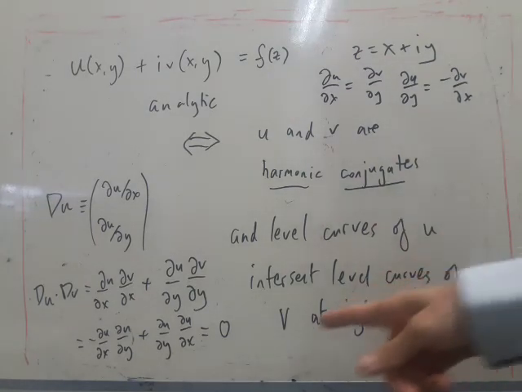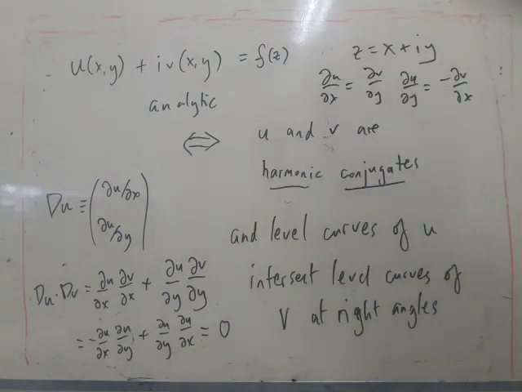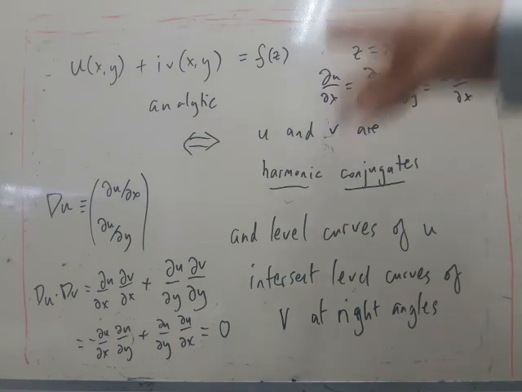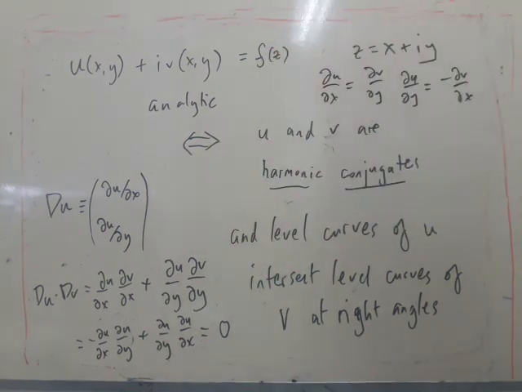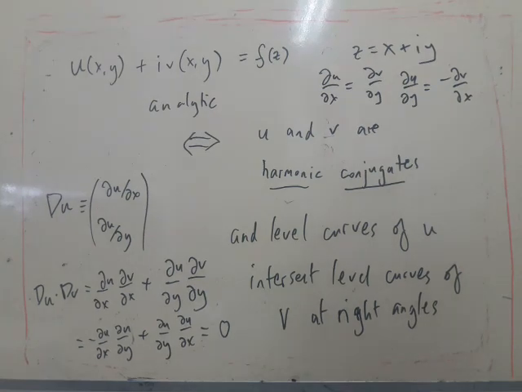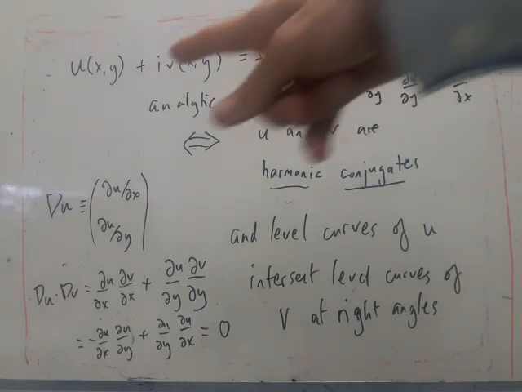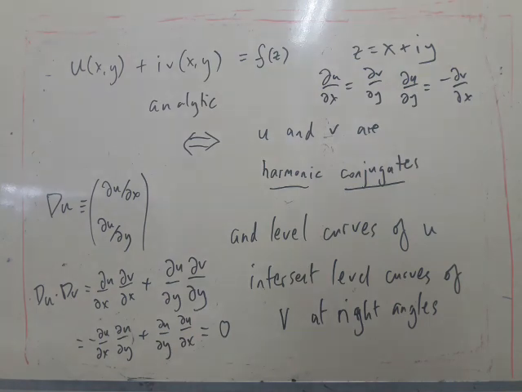So yes, they're perpendicular as long as f dash is not 0, in which case these might end up being 0 anyway. But yes, as long as grad u and grad v have length, then they are indeed perpendicular.